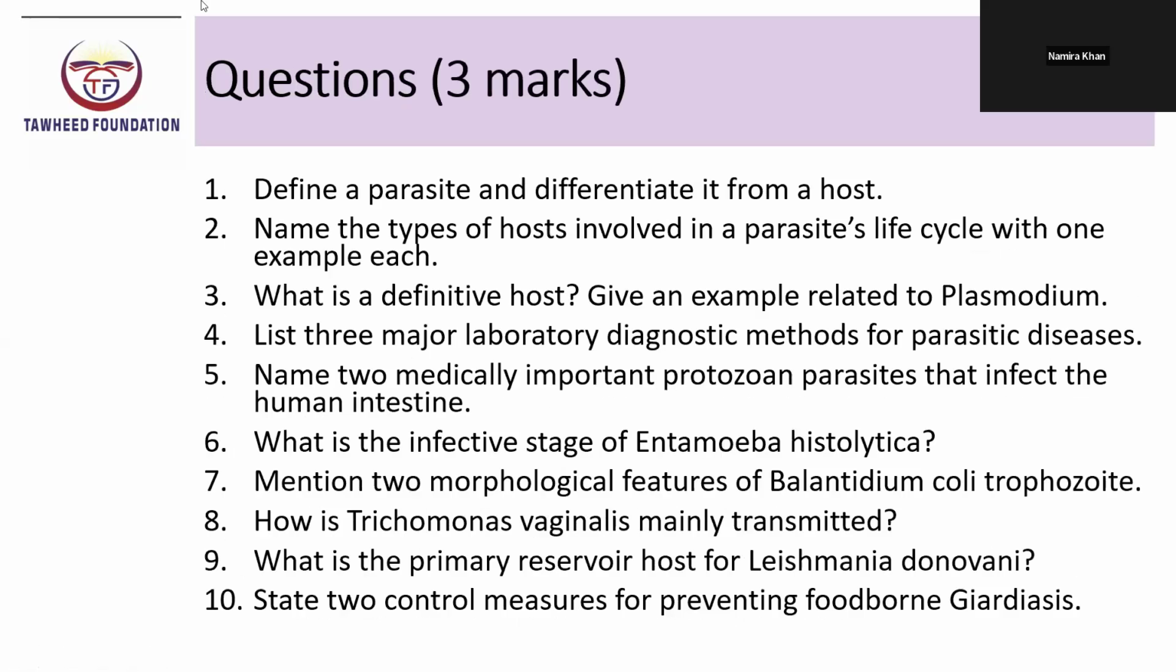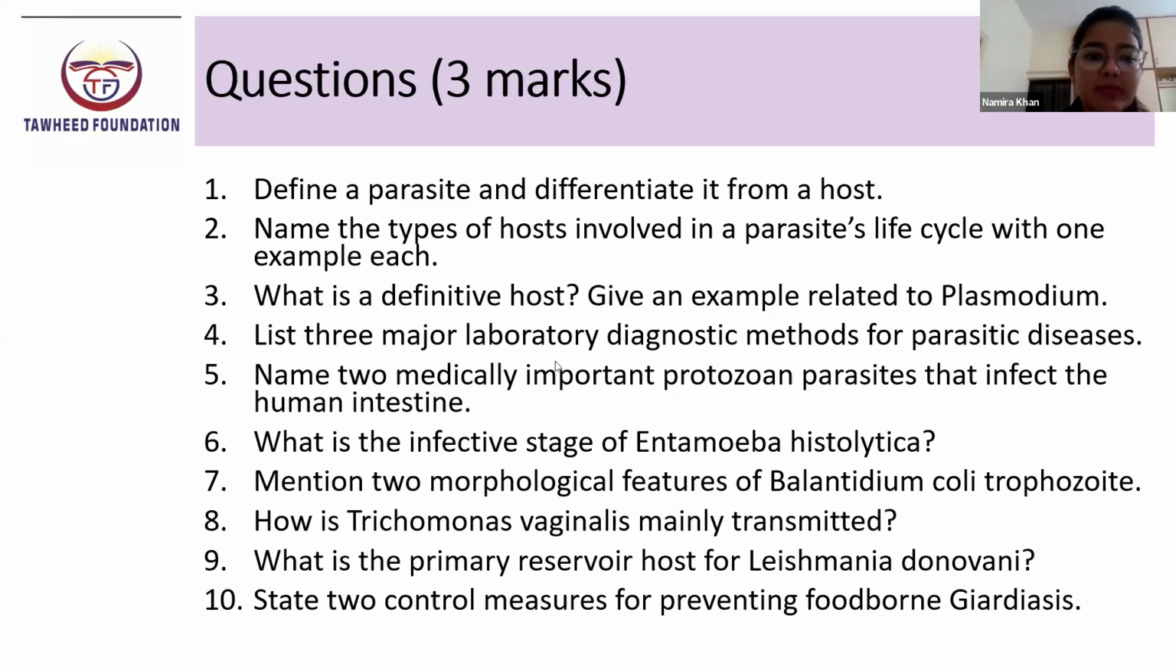Question part for 3 marks. So there are 10 questions. First, define a parasite and differentiate it from a host. Second, name the types of host involved in a parasite's life cycle with one example each. Third, what is a definitive host? Give an example related to Plasmodium species.